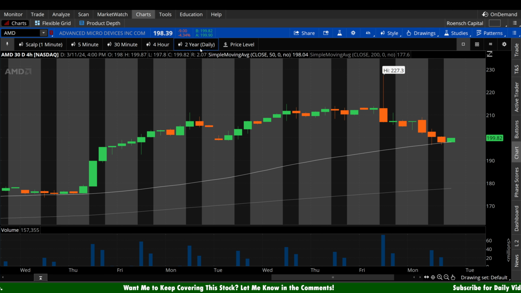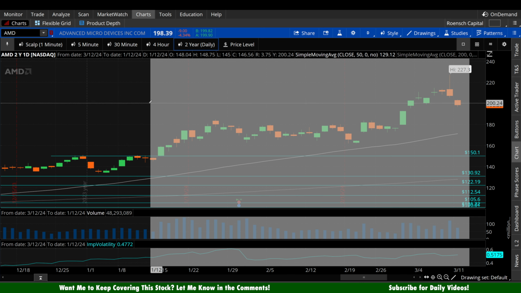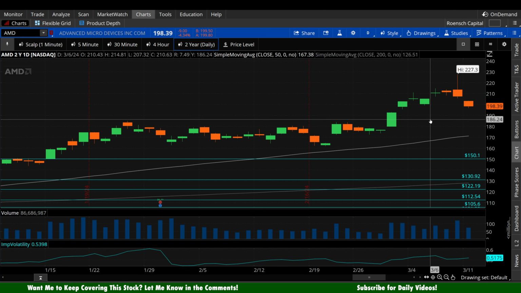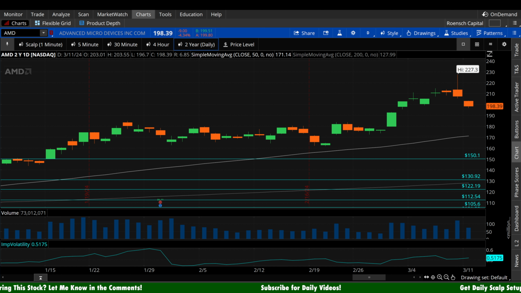Now, on to the most important chart of all, and that's going to be the daily. This paints the most obvious picture, right? You can see that those moving averages are not contextual. They're not really in play in the near term. The nearest one is that 50 period, and it's at about 171 a share.